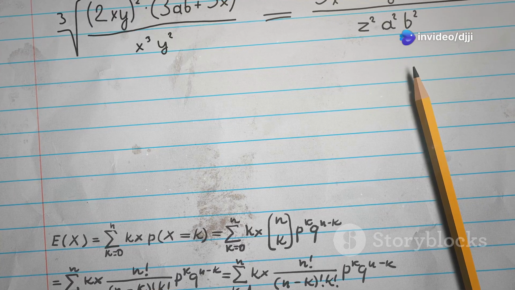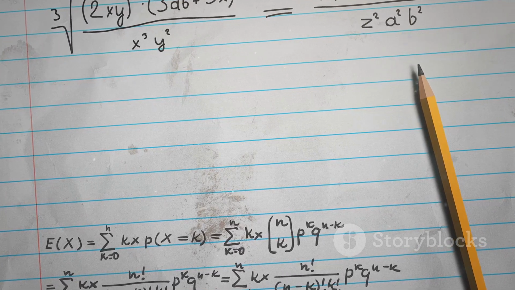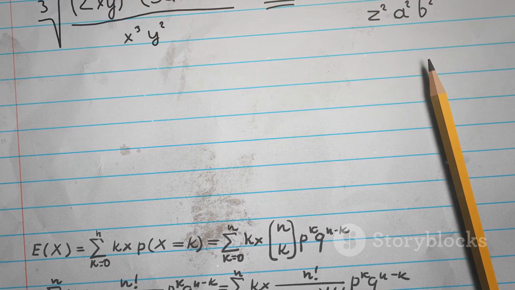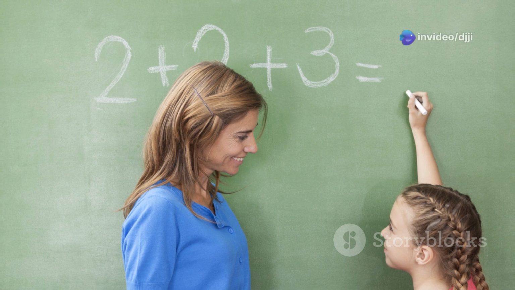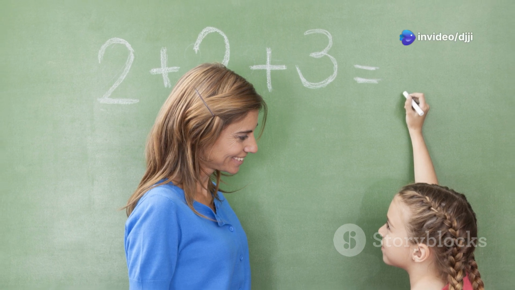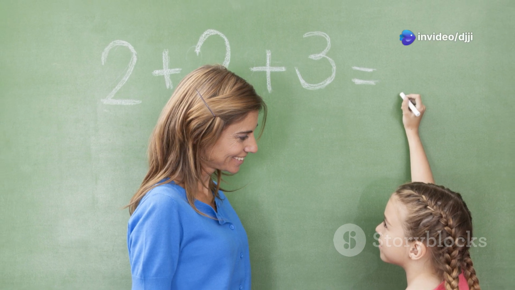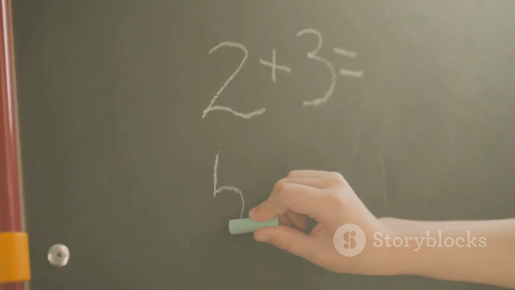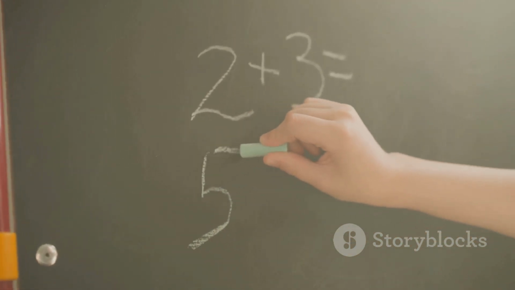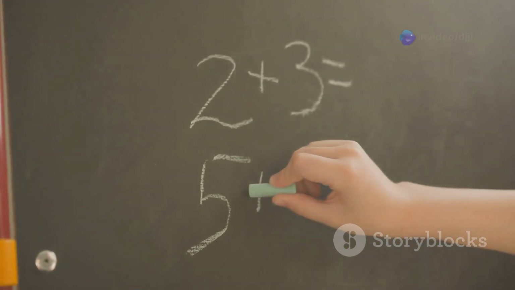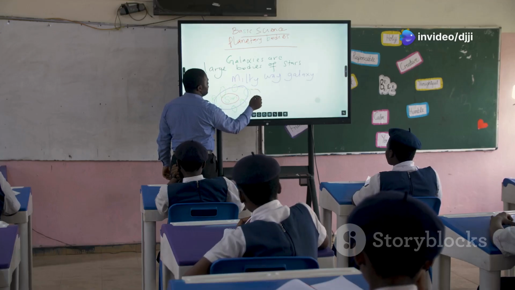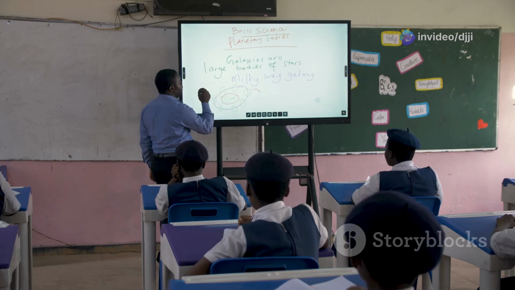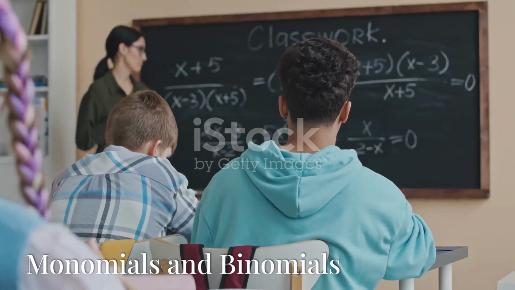To rationalize the denominator, we multiply both the numerator and denominator of the fraction by the radical we want to eliminate. For example, if we have 1 over the square root of 2, we would multiply both the numerator and denominator by the square root of 2. This gives us 1 times the square root of 2 over the square root of 2 times the square root of 2, which simplifies to the square root of 2 over 2. By rationalizing the denominator, we've expressed the fraction in a more simplified and standardized form, adhering to mathematical conventions.